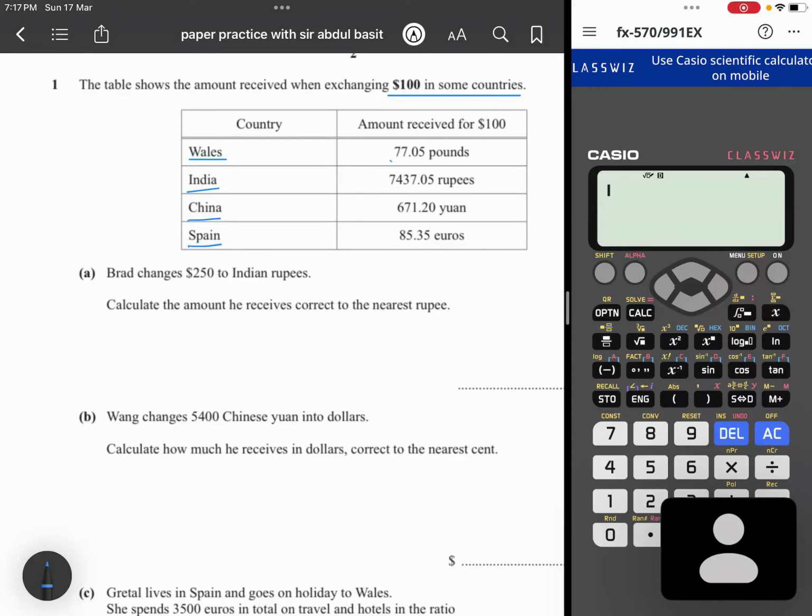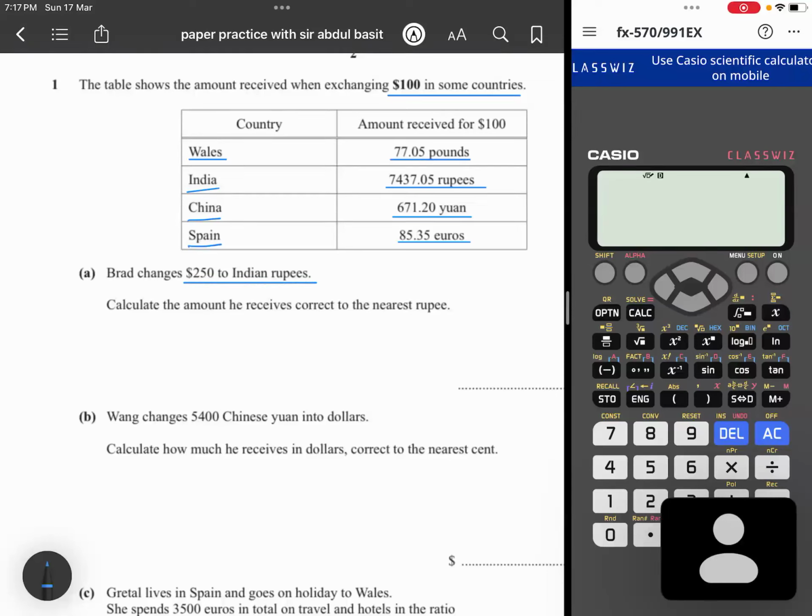$100 in Wales is 77.05 pounds. In India, it is 7,437.05 rupees. And in China, it is 671.20 yuan. And in Spain, 85.35 euros. They say that Brad changes $250 to Indian rupees.